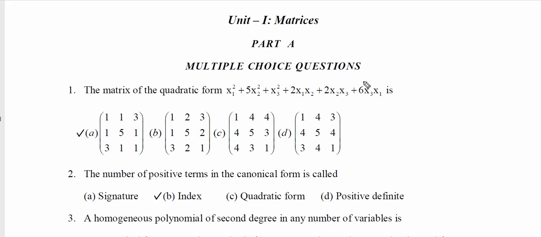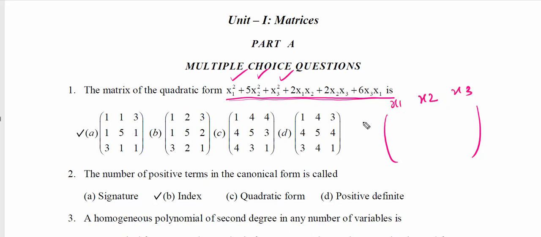So in this video, we are going to see some standard multiple choice questions from first year BTech. The matrix of the quadratic form: we have to find the corresponding matrix for this quadratic representation. Here they are using three variables, x1, x2, x3.